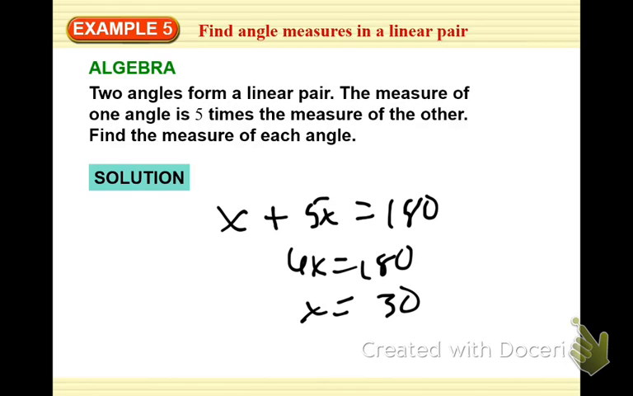Okay, so x is going to be 30. That means your two angles, you plug in 30 here, 30 here. Your two angles are going to be 30 and 150. And again, they better add to 180 or something's not gone our way there. Okay?